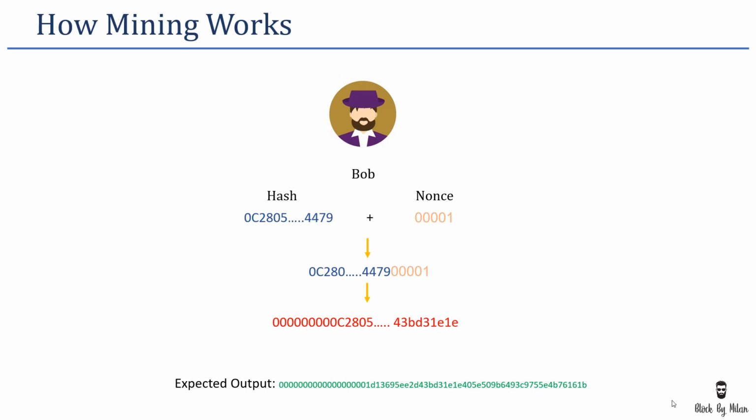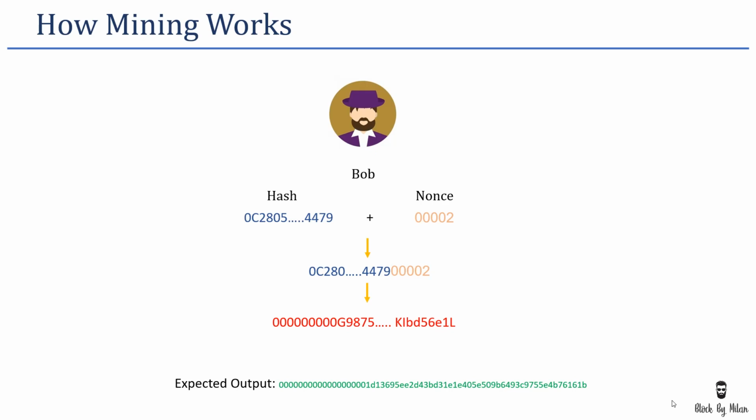If it is not matched, Bob will go back. He can't make any changes in the hash, so he'll iterate the nonce. Once he iterates the nonce, he'll append that with the hash, create a string, and then hash that string. Still it's not matching. He'll keep iterating the nonce until he finds the hash that leads with 17 or 18 zeros, and that matches the expected output.